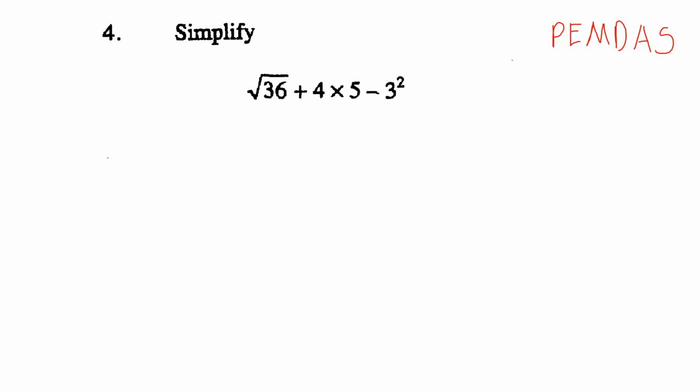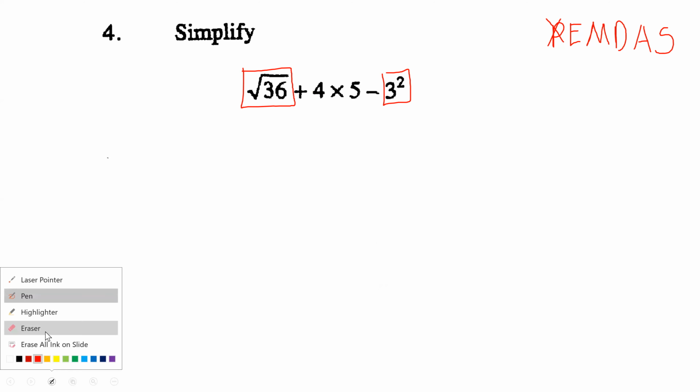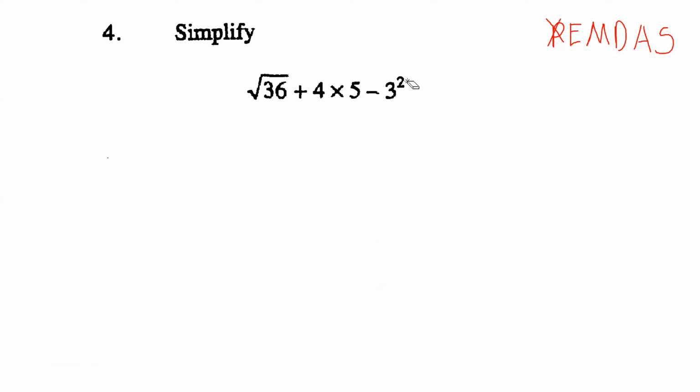There are no parentheses, so we don't need to worry about them, but we do have exponents. We have 3 to the second power, and we also have the square root of 36. Both of these are exponents, so we have to work them. Let's deal with the square root of 36 first, since that is the first one we see from left to right.